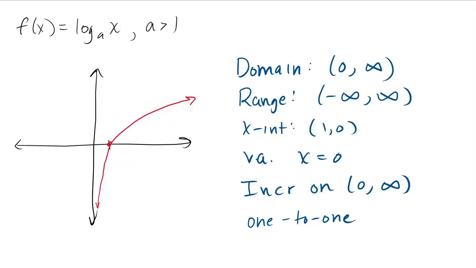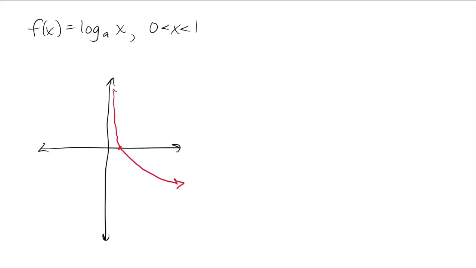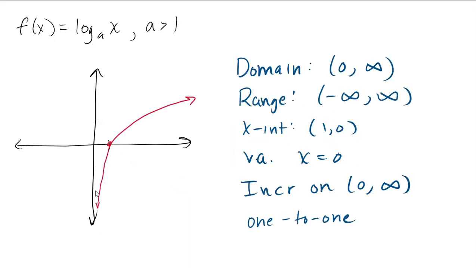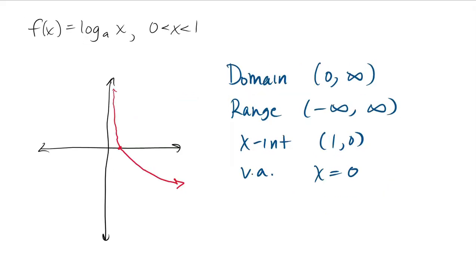Most of those properties are also true when the base is between 0 and 1. The graph is just the vertical reflection of the previous graph. The domain is from 0 to infinity, the range is negative infinity to infinity, the x-intercept is 1, 0. The vertical asymptote is still the line x equals 0. You'll notice this time the behavior is different. As we approach from the right, we go to infinity instead of negative infinity, but the asymptote is still in the same spot. The one glaring difference is that this is a decreasing function, not an increasing function.